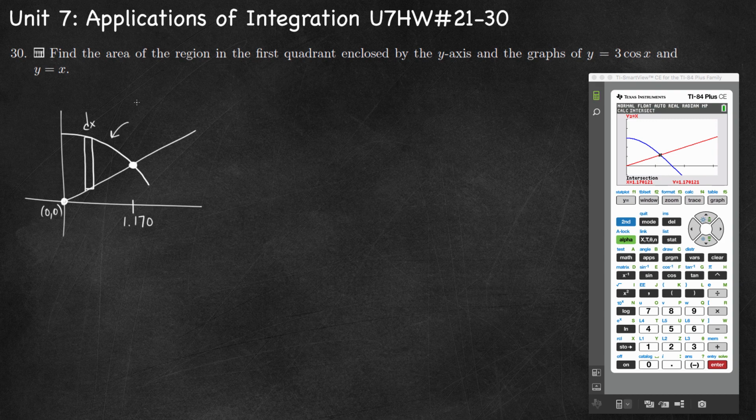And I'll label my graph. This is y equals 3 cosine x. And then this one down here, y equals x. So we have a dx problem. My x bounds go from x equals 0 over to x equals 1.17. And we're integrating top minus bottom. So 3 cosine x minus x times dx.